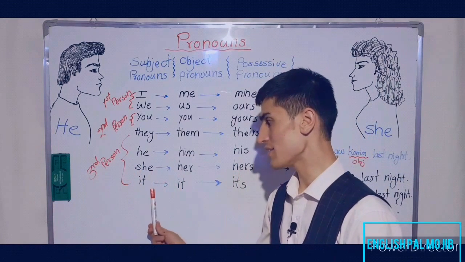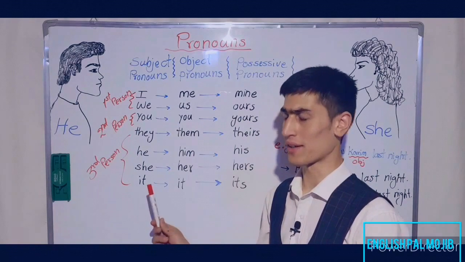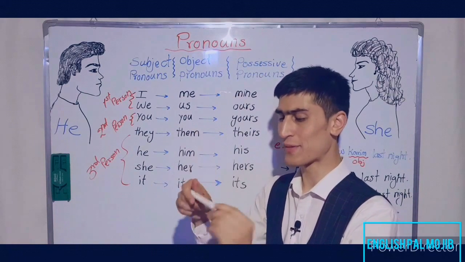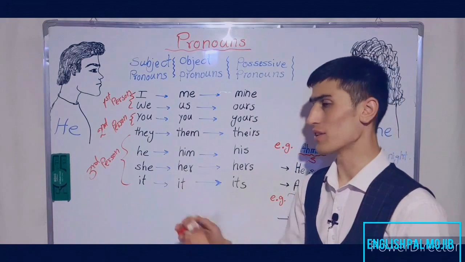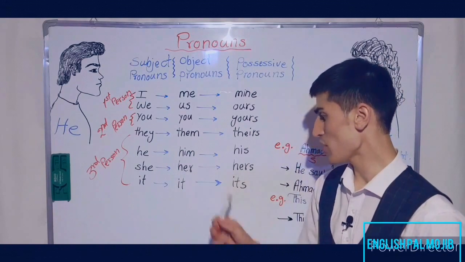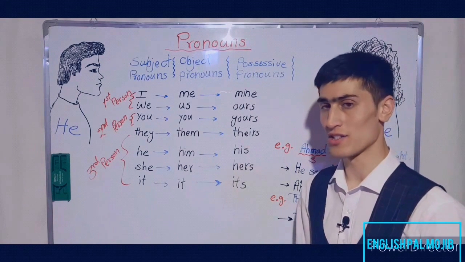And then we have it, which is used instead of things. Okay, nonliving things. For example, a marker is it. Okay, if it is the subject or if it is the object, they're the same, no changes. And if you want to show possession for it, we use its.